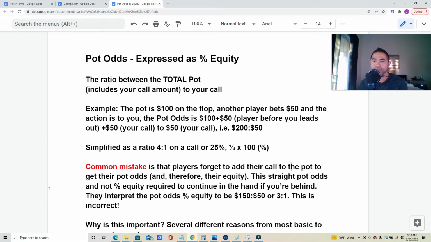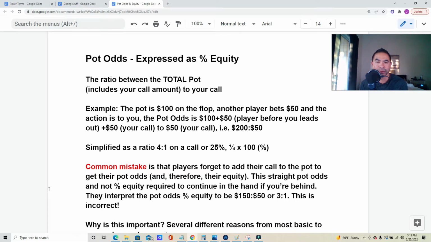So let's get started. Pot odds expressed as percent equity, and I'll start off with a definition. It's the ratio between the total pot, which includes your call amount, to your call. So I'm going to use clean numbers here just for the purposes of illustration. So when you're at the table and you see $117 to your $15 call, then you have to adjust the math on your own.